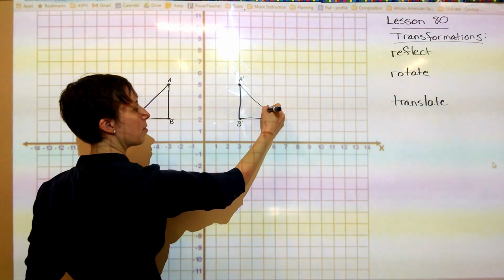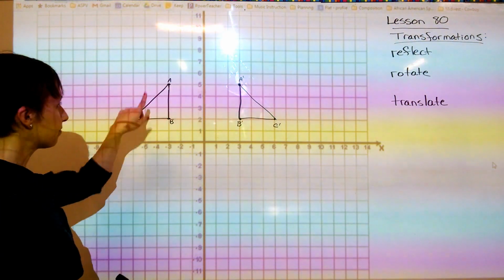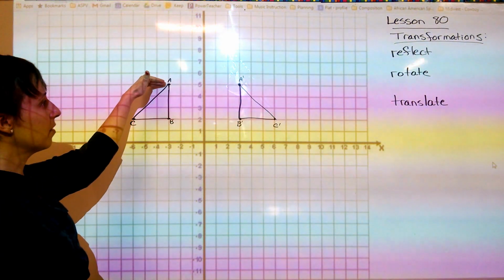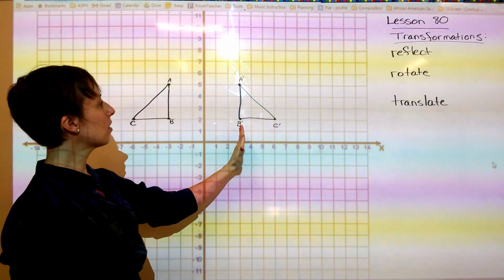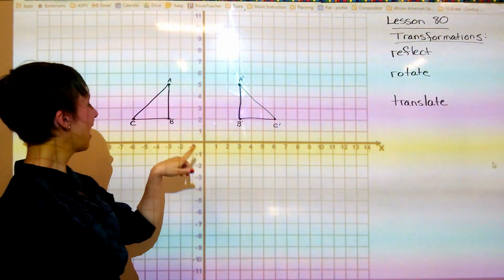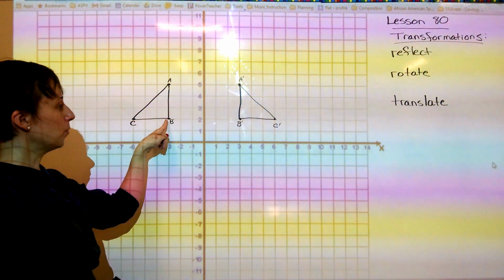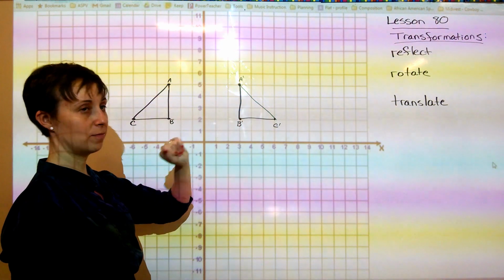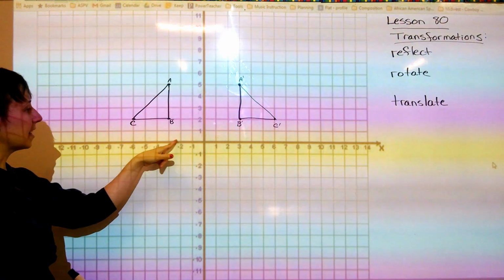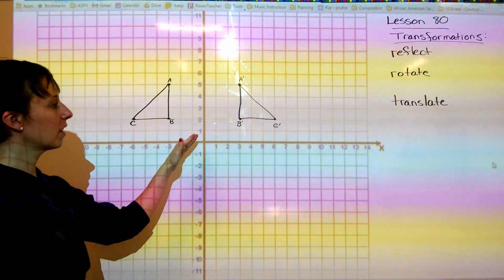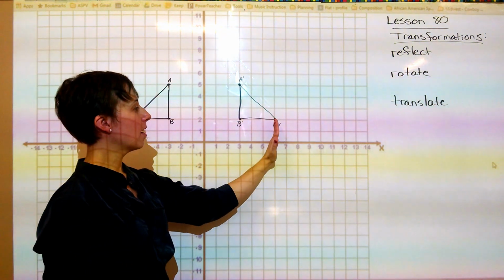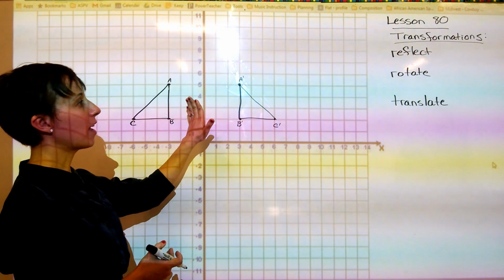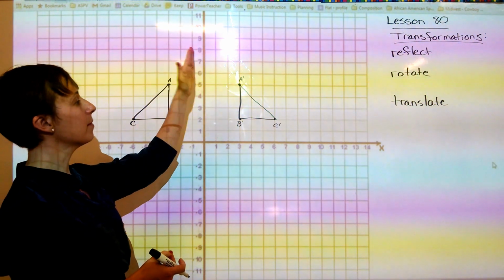So now, if my problem asks me to find the points, whereas this is -3, 5, the point of A1 would be 3, 5. This is -3, 2. The point of B1 would be 3, 2. C is -6, 2. C1 would be +6, 2. This is a reflection. Pay attention to where they tell you to flip it.